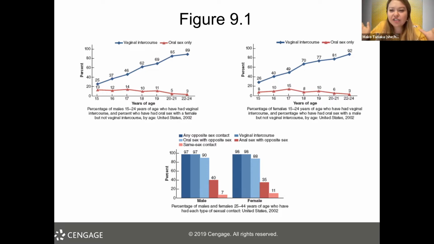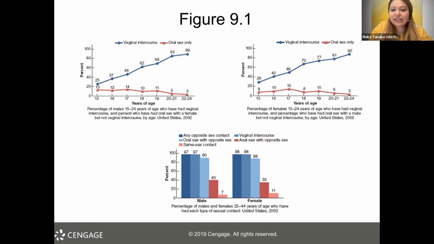So you can see the age ranges from about 15 years to 22 or 24. And then that y-axis or the vertical axis represents the proportion of people that they surveyed that report having engaged in that behavior. And from looking at the graphs, you can see pretty similar patterns for men and women. So one graph is for males age 15 to 24, and the other graph is for females age 15 to 24. And you can see the patterns look pretty similar across both, where as men and women are getting older, they're more likely to have engaged in vaginal intercourse and less likely to only have engaged in oral sex.